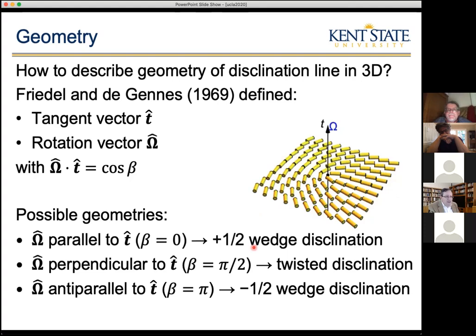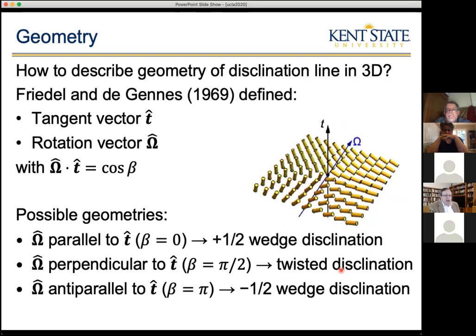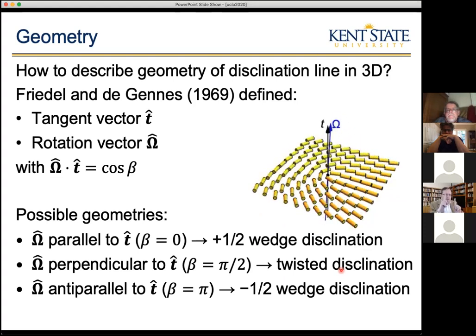Go back and forwards again. Back, forwards. As we rotate omega, we can see this range of structures. Right? So when the omega vector is parallel to the tangent vector, then you get something that looks like a plus half defect, and the director is all in the plane. Okay?